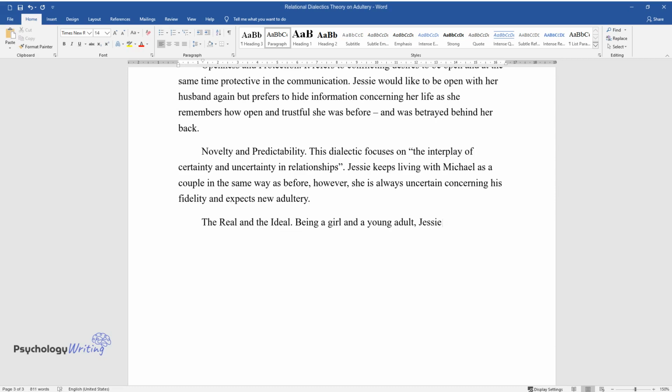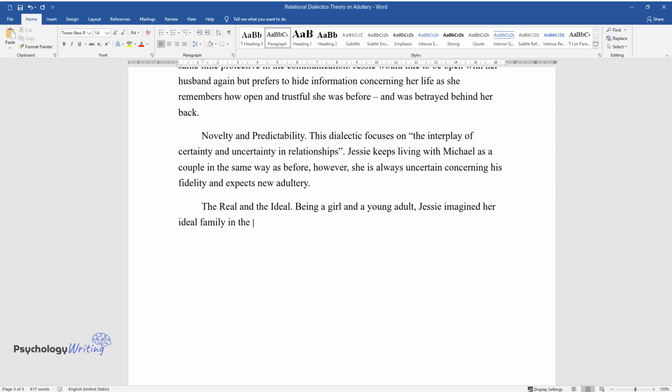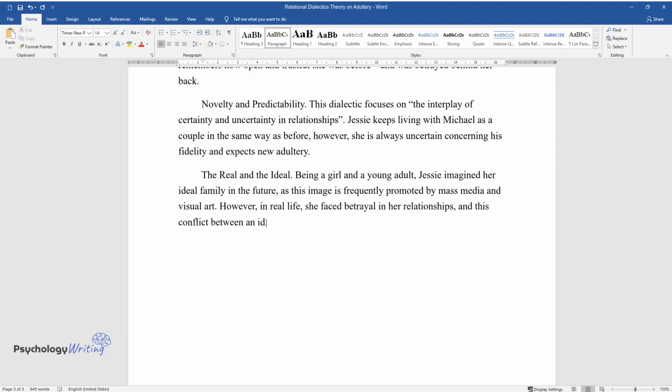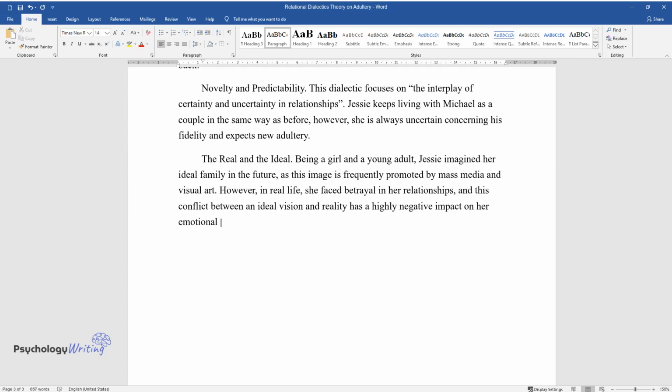Being a girl and a young adult, Jesse imagined her ideal family in the future, as this image is frequently promoted by mass media and visual art. However, in real life, she faced betrayal in her relationships, and this conflict between an ideal vision and reality has a highly negative impact on her emotional well-being.